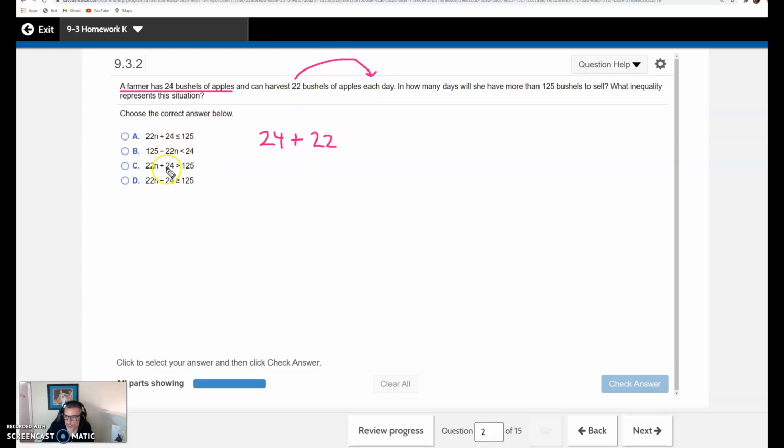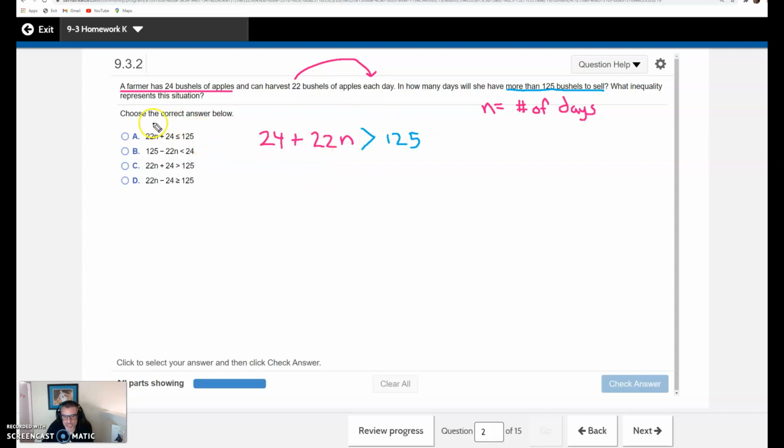And it looks like the variable they're using here is n, right? So n would represent the number of days. So over here, I'll say n equals number of days. All right, we already have 24 in the bank, and we're adding 22 bushels per day. In how many days will she have more than 125 bushels? So we want this amount, 24 plus 22n, to be more than 125. So this is the one I'm looking for.